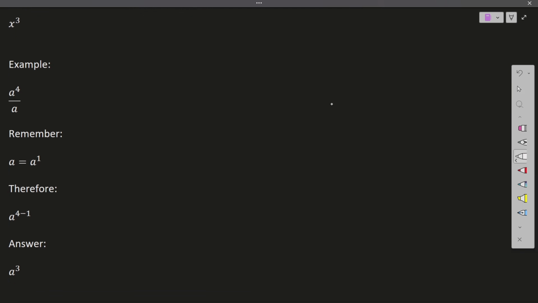A to the power 4 divided by a. Now you have done even harder examples, so this should be straightforward and simple for you. Remember, a here is a to the power of 1. Please do not forget that. So it is 4 minus 1, which is going to give us a to the power of 3.